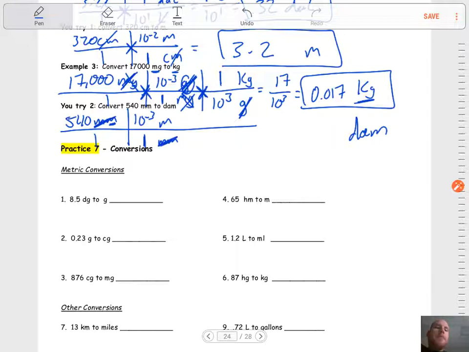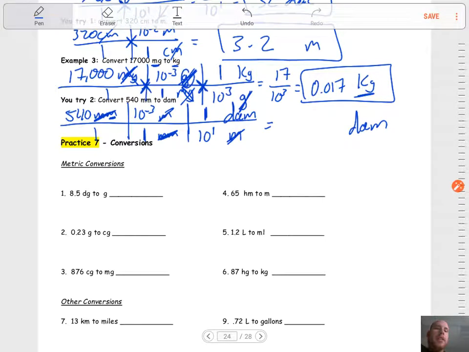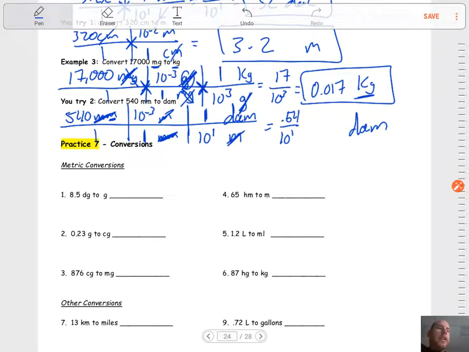So cross out millimeters. Okay. Meters isn't where I want to end up, but I'm getting closer. Meters on the bottom, decameters on the top. Meters will be gone. Oh, good. There's my unit I'm trying to get to. 1 decameter is 10 to the first meters. So again, maybe you want to do the math first. So it's 0.54 on the top and then 10 to the first on the bottom, and then divide that out. So you get 0.054 would be your final answer.